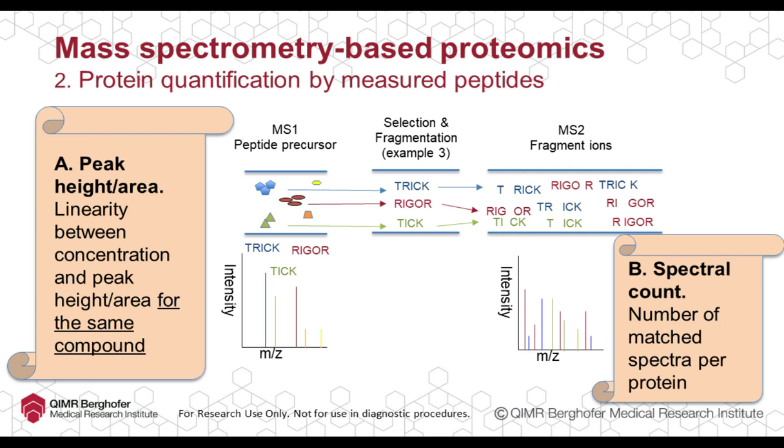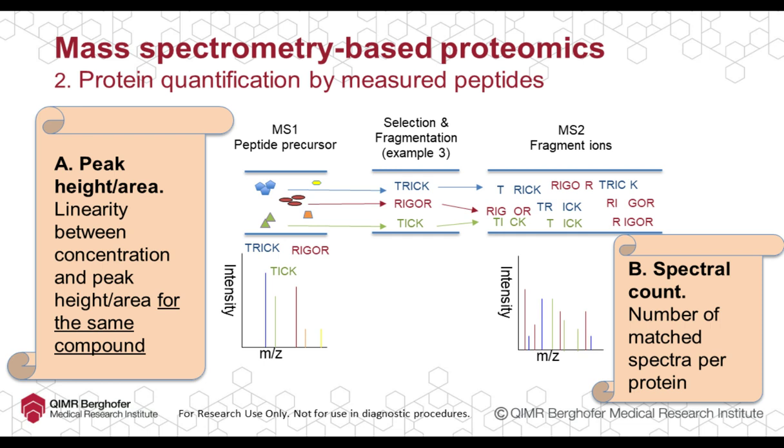So now we come to the protein quantification. In the background of what I just covered, there are several ways that can be used for protein quantitation, and here I'm showing the two most commonly used methods. Method A is to use the peak height or area of the MS1 spectra, which is measuring the peptide precursor. This is quite accurate because there's a linearity relationship between the peak height and area for the same compound, that means the same peptide.